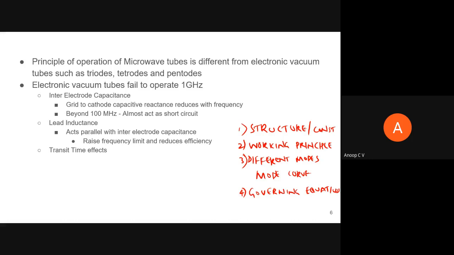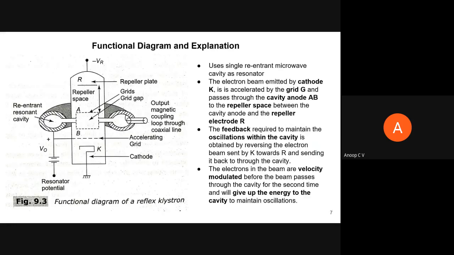So that is what we are going to see. Initially we'll see what a klystron is and how it is constructed. Then we'll study its working principle. While I'm explaining the working principle, I'll tell you what velocity modulation is, what bunching is, and what the different modes are. Then we'll conclude with the governing equations. This topic is also included for our first internal. So the structure or construction of a reflex klystron is very, very simple.